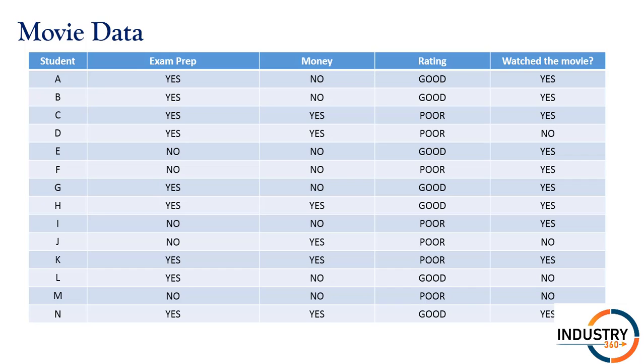So this is the data we have. We talked about this in the previous lesson. It contains information about students who choose to watch a movie or skip it. We are going to build a decision tree step by step using this data.